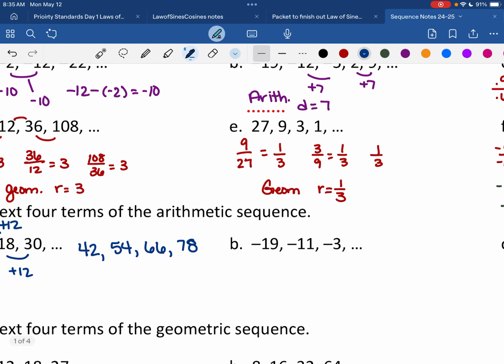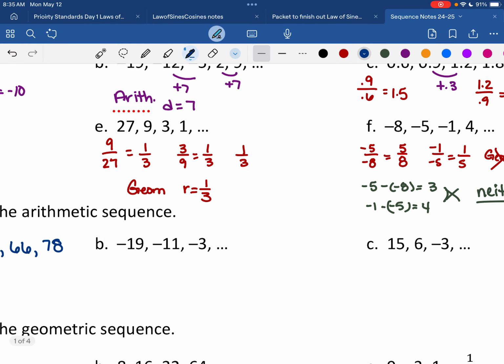The next sequence is having something happen. We're getting bigger, so I am adding 8. But to double check, I'm going to take -3 minus a -11. That equals 8. And -11 minus a -19 equals 8. So we're good. We're going to add 8 each time. So -3 plus 8 is 5, 13, 21, and 29.